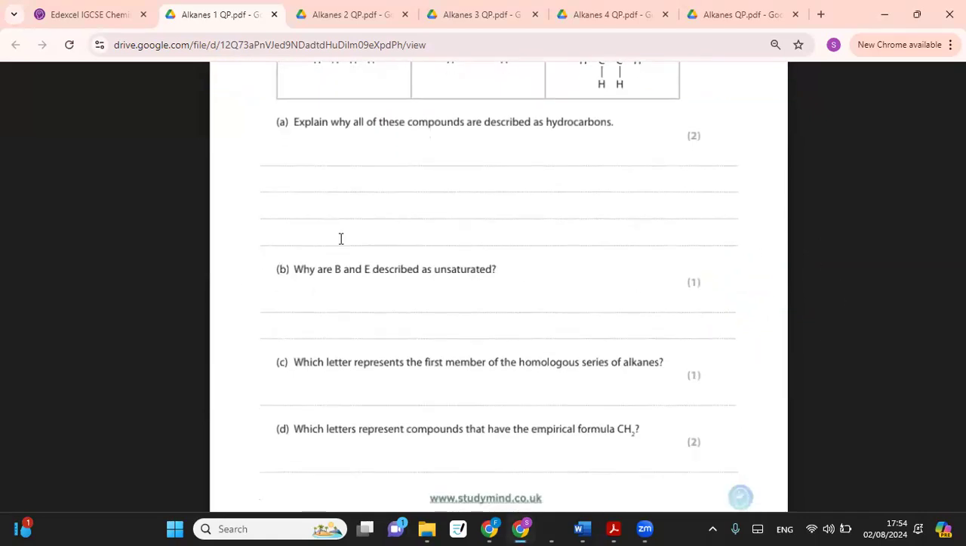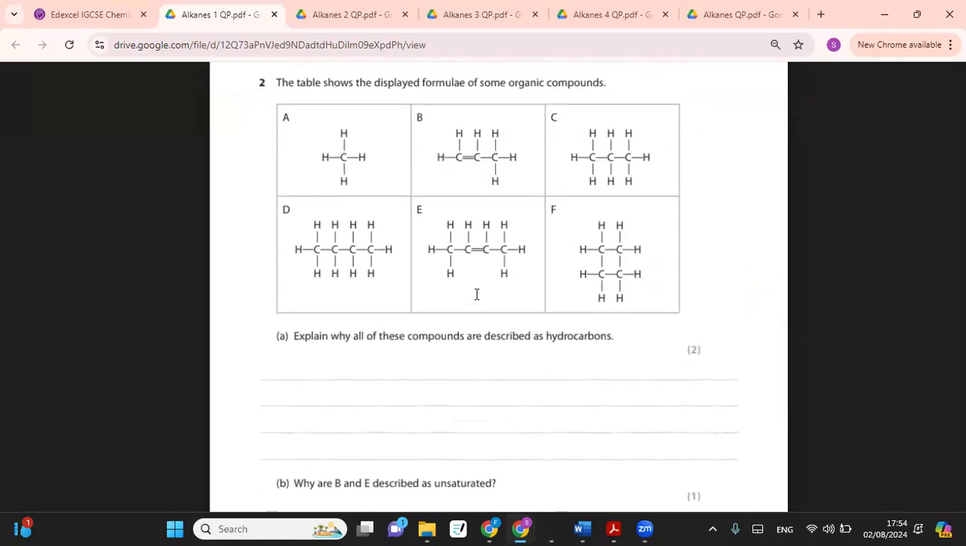Okay, so why are B and E described as unsaturated? Because they have double bonds. Yes, because they have a double covalent bond between the carbon atoms. You have to emphasize that the double covalent bond is between the carbon atoms. Okay, that's really important.